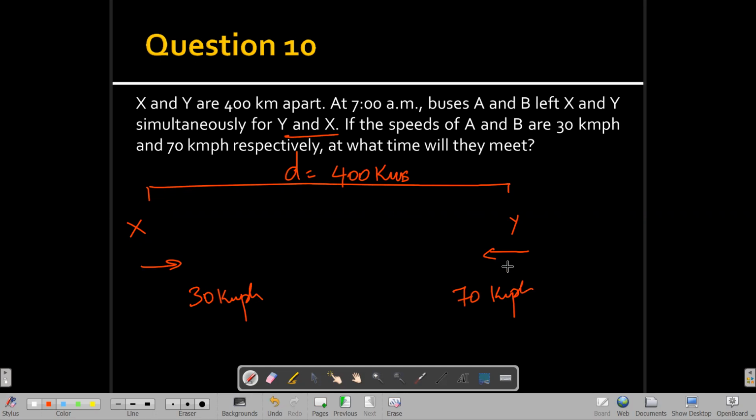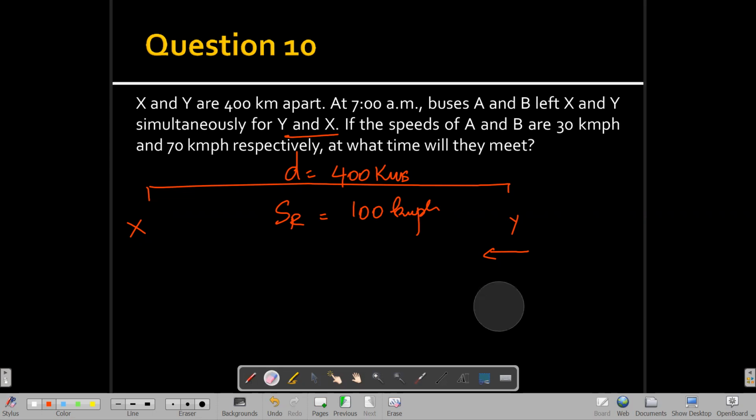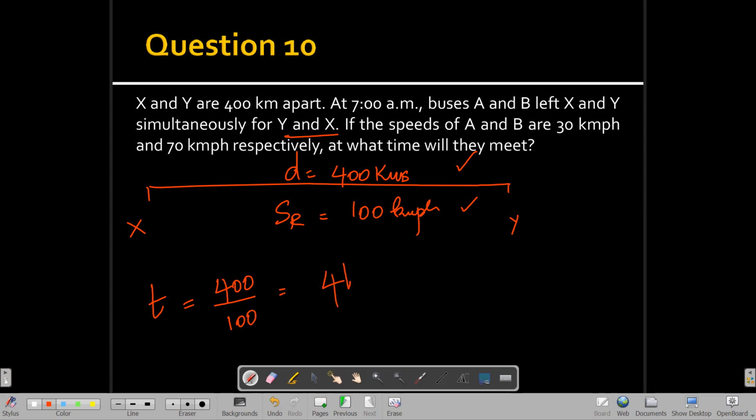So when these two objects are traveling towards each other, the relative speed between them is 30 plus 70, that is 100 kilometers per hour. When two objects are traveling towards each other, you have to add the individual speeds involved. So the relative speed is 100 kilometers per hour. So you know the distance and you know the speed. The question is at what time they are going to meet. Let us first find out how many hours they are going to meet. Time is equal to distance by speed. That is 400 upon 100. That is equal to 4 hours.